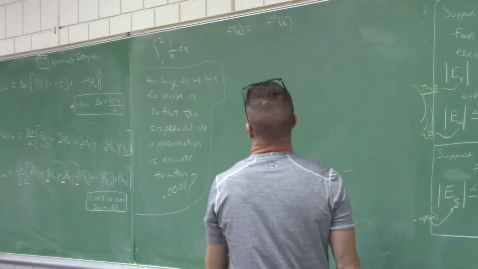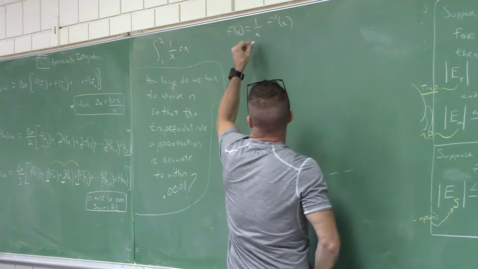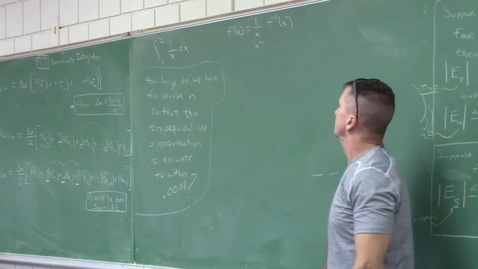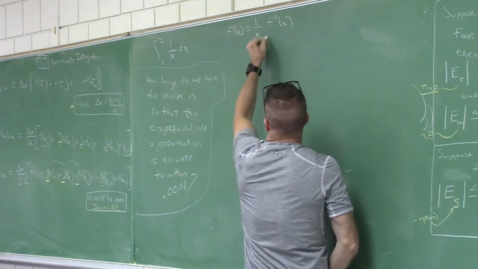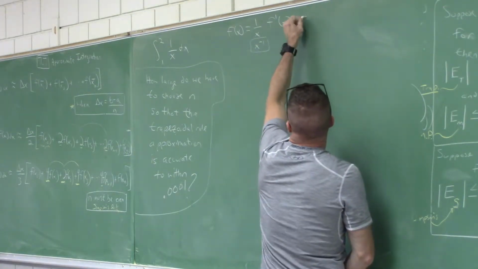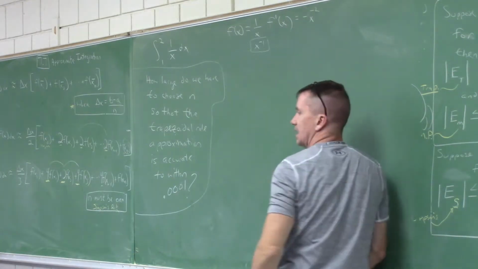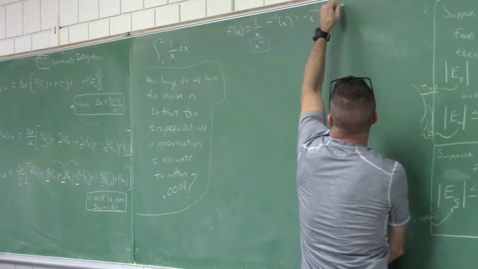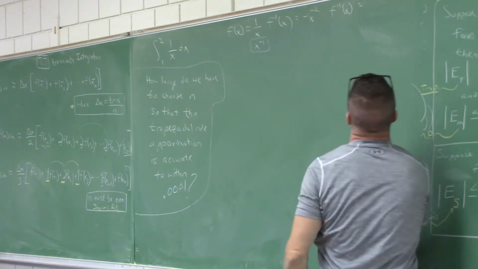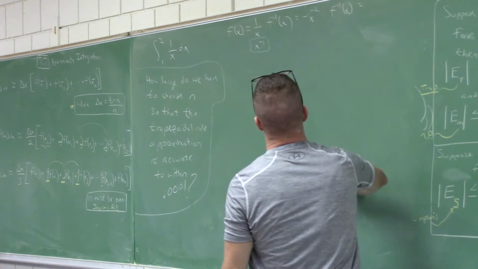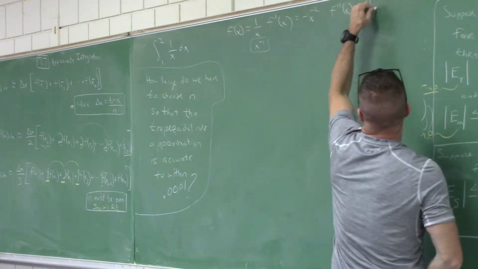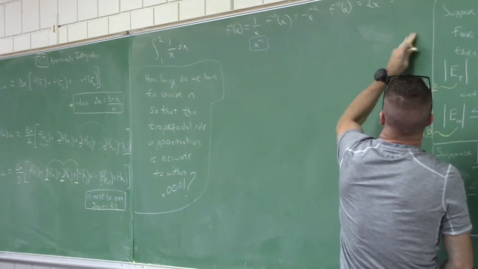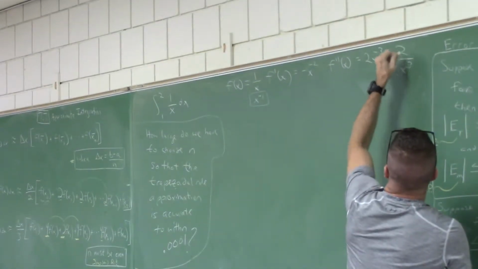f of x equals 1 over x, which is x to the negative 1. What's the derivative of x to the negative 1? Negative 1 times x to the negative 2. I like it. What's the second derivative? Two x to the negative 3. And what's another way to write that? 2 over x cubed. Okay, we got it.